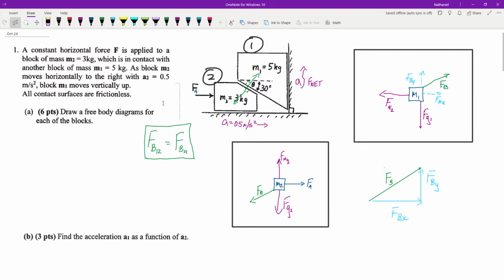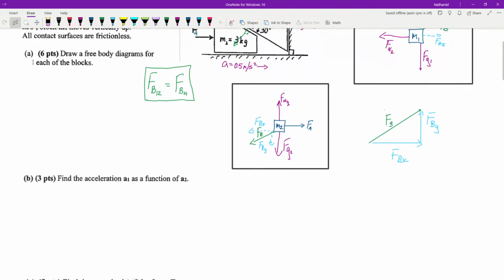So we've got free body diagrams for each of the blocks. We would break this one down into these two components, and I might add that here, in dotted lines so they don't get confused as new, different forces. This is just FBX and FBY. Okay, so we should get all 6 points there. Now part B: find the acceleration A1 as a function of A2.